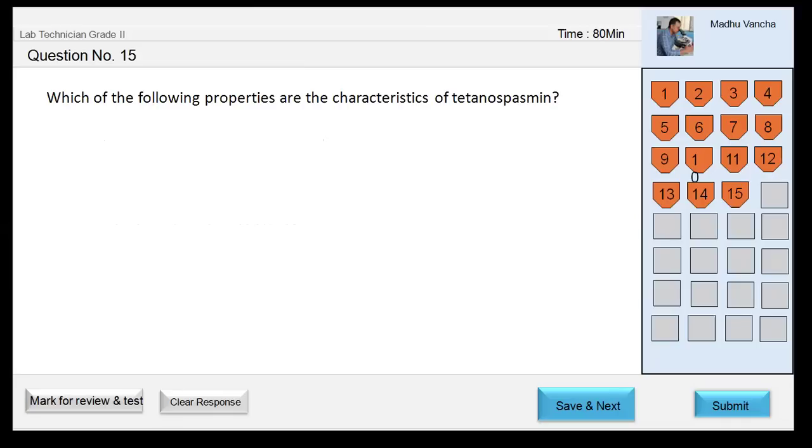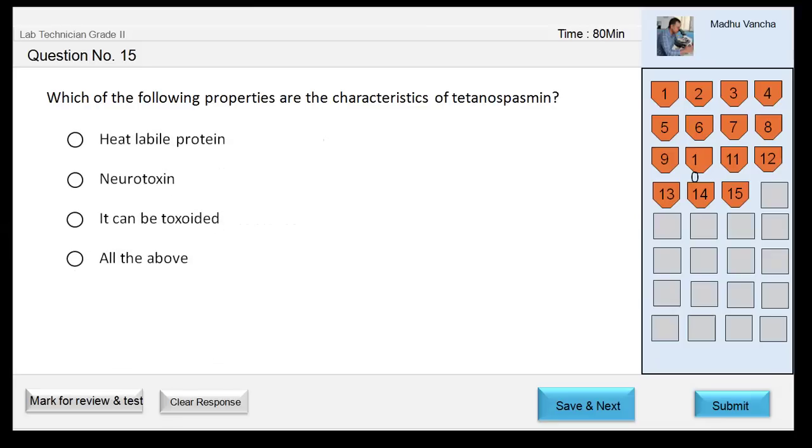Next question. Which of the following properties are the characteristics of tetanospasmin? So what is tetanospasmin? Tetanospasmin is a powerful neurotoxin which is produced by Clostridium tetani. Option A, it is a heat labile protein. Option B, neurotoxin. Option C, it can be toxoided. Option D, all of the above. Here, the right answer is it is a neurotoxin. So it is a neurotoxin. It acts upon the nervous system.